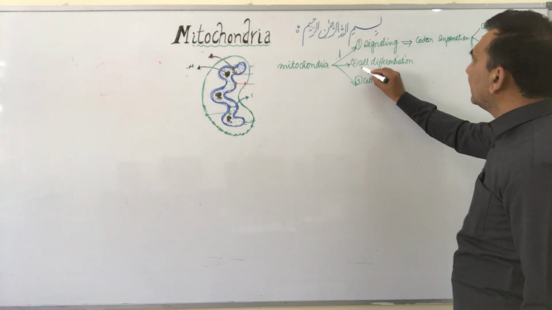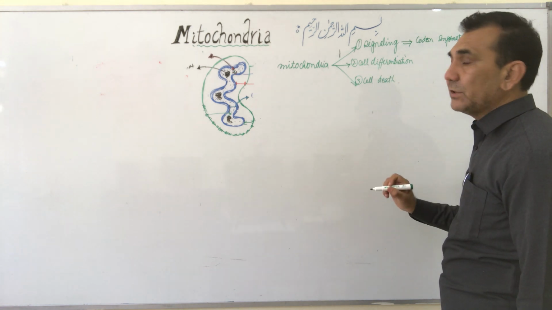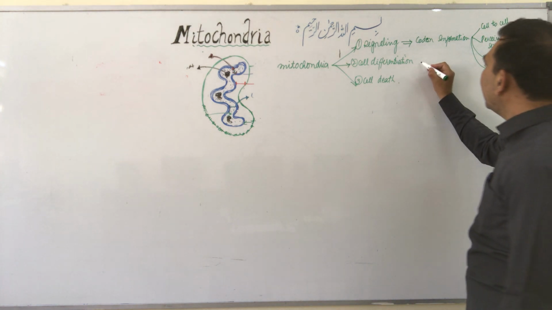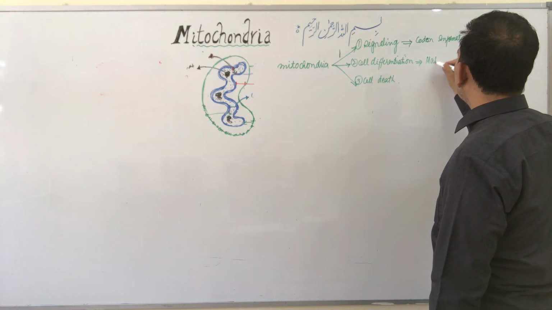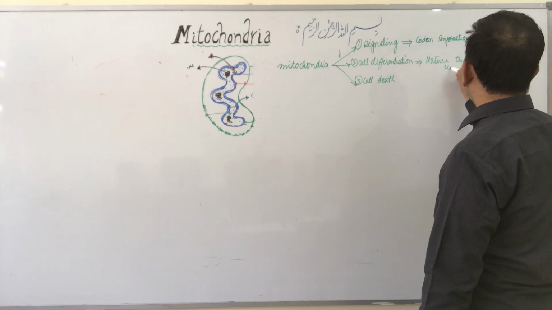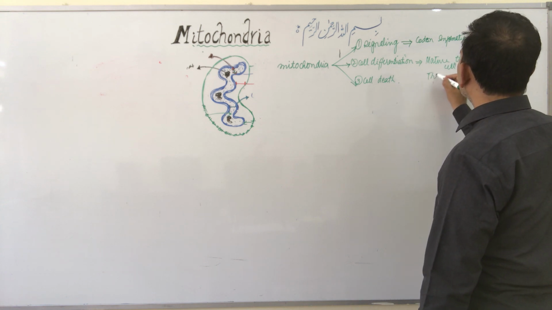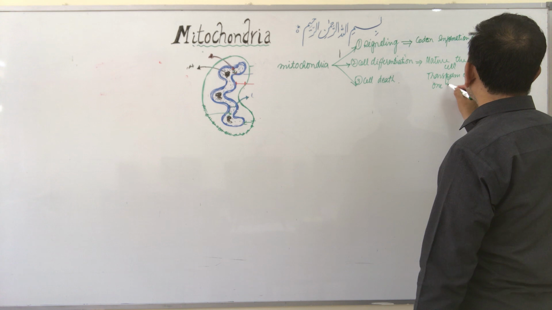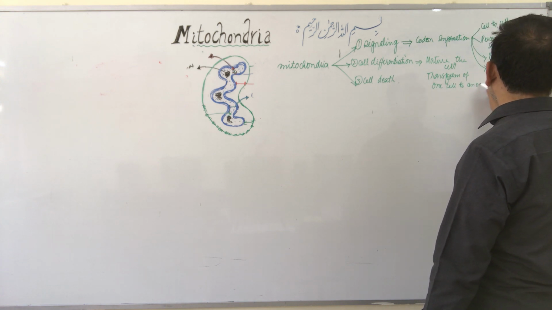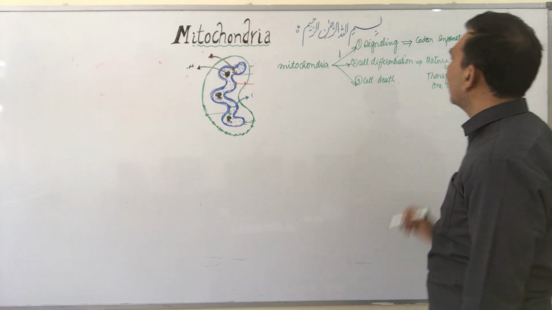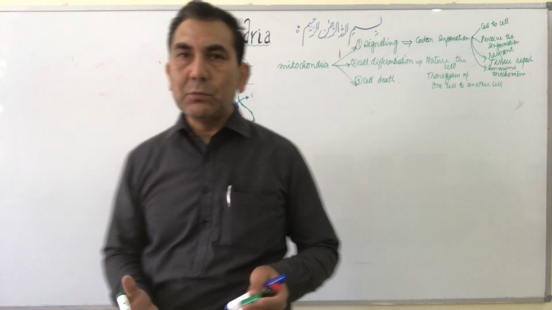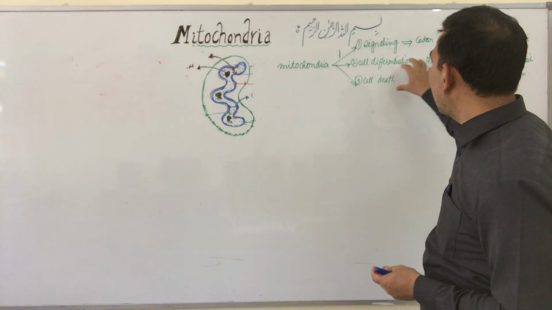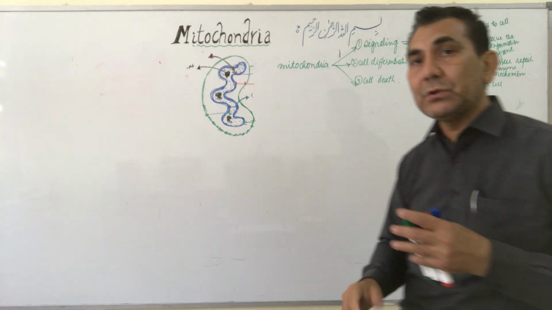Now the third mechanism, the second function of the mitochondria, is cell differentiation. Cell differentiation is the maturation or transformation of one cell to another cell. In cell differentiation, one cell is transformed into another form of cell. Again, cell differentiation is the maturation of the cell.